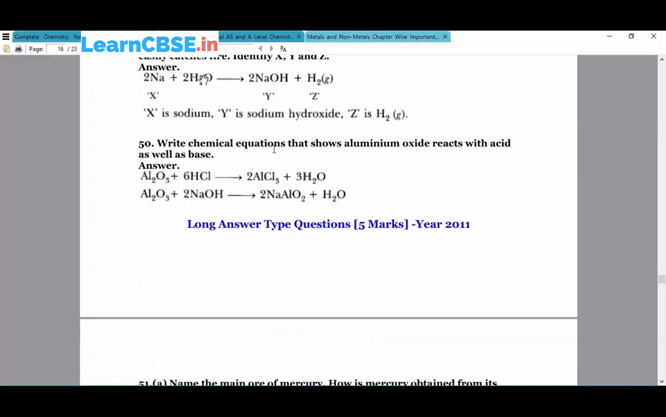Write chemical equations that show aluminium oxide reacts with the acid as well as the base. This character we call amphoteric character, that can react with both acids as well as bases. Al2O3 plus 6HCl gives 2AlCl3 plus 3H2O. At the same time, Al2O3 can react with 2NaOH and it forms 2NaAlO2 plus water.